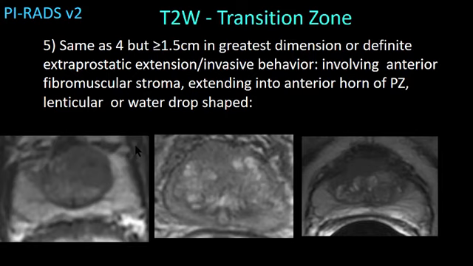In the transition zone, a 5 is the same as 4, but it's just enlarged, so greater than 1.5 centimeters. And here's the typical homogeneous erased charcoal sign that's been discussed, where you see the transition zone, you lose the architecture, and it's also bulging anteriorly. It can also be lenticular shaped, teardrop shaped, et cetera. But you see, this is the normal transition zone, and now you lose it. These are fairly easy. The problem is when they're partially obscured, and it becomes a 3.